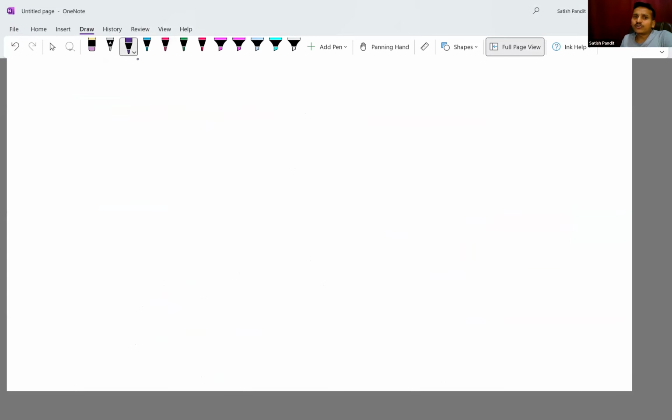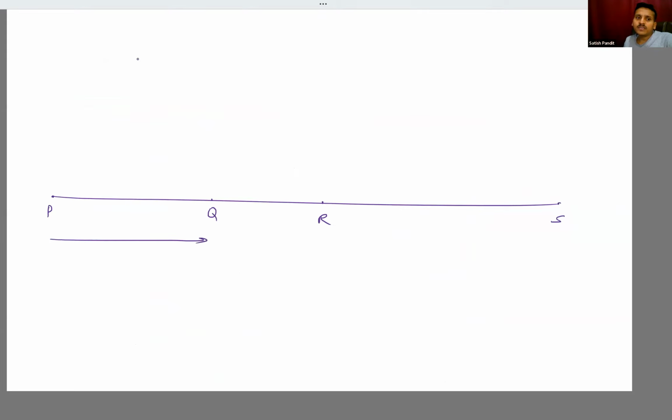Suppose I have a straight road. This is a straight road, and I have some points here. Maybe this is P, maybe this is Q, maybe this is R, and I'll take only 4 points, maybe this is S. Let this, PQ, be 3 kilometers. Let this be 2 kilometers, and let this be 5 kilometers.